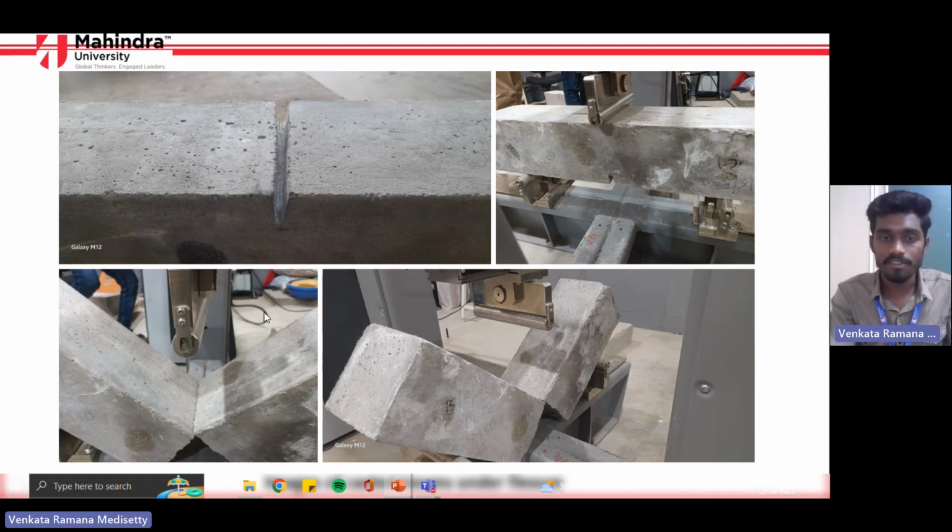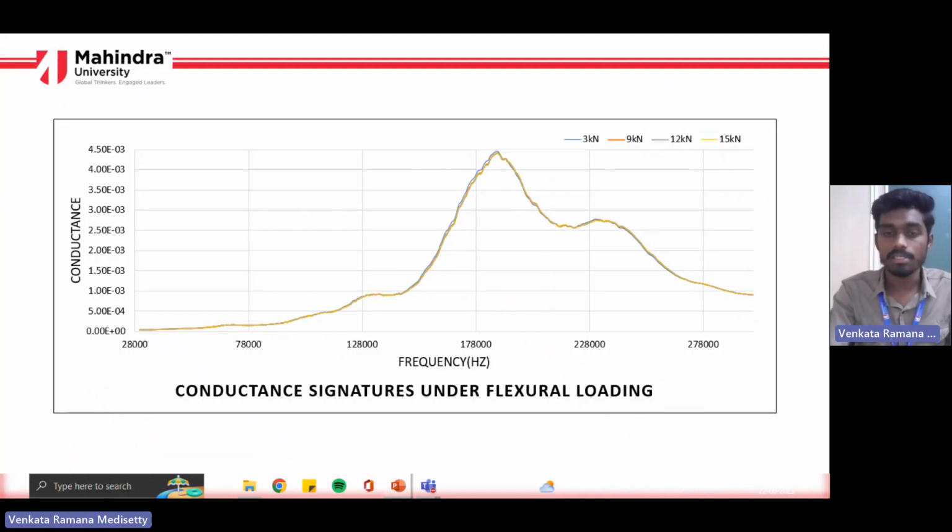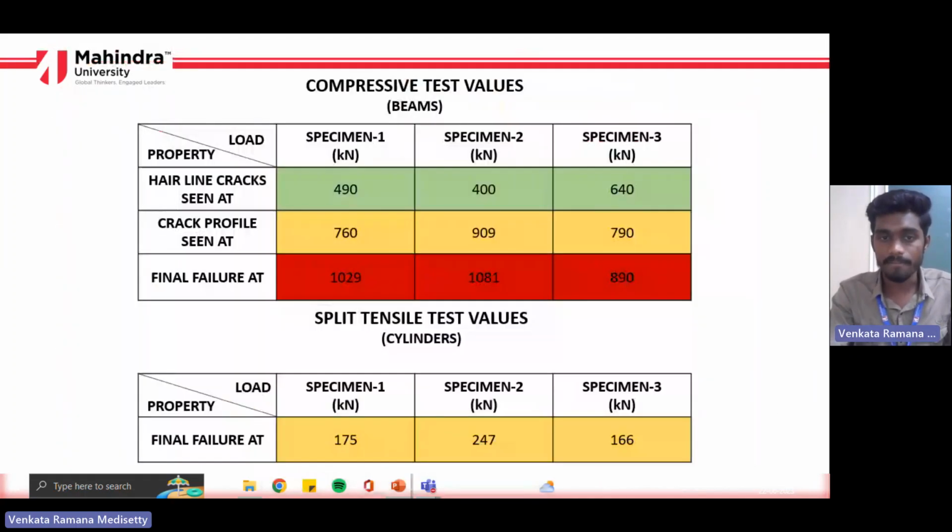This is the notch as I've already shown, and this is the 3-point loading image. And these two are the first set of beams, where one is bonded with a sensor and another one is not. After breaking, we have got the values, as I've just shown in this plot. This is the output data we are getting.